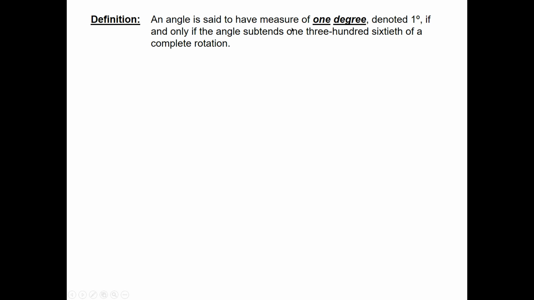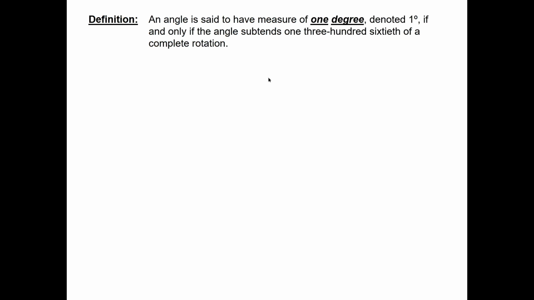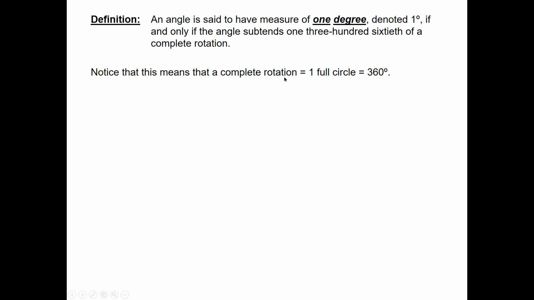An angle is said to have a measure of 1 degree, denoted 1 with the little degree symbol, the little open circle, if and only if the angle subtends 1/360th of a complete rotation. So in case you're wondering why there are 360 degrees in a full circle, full rotation, that's why. The real question is why they picked 360. If you think back about how many days are in a year. So notice that this means that a complete rotation equals 1 full circle, which is equal to 360 degrees.